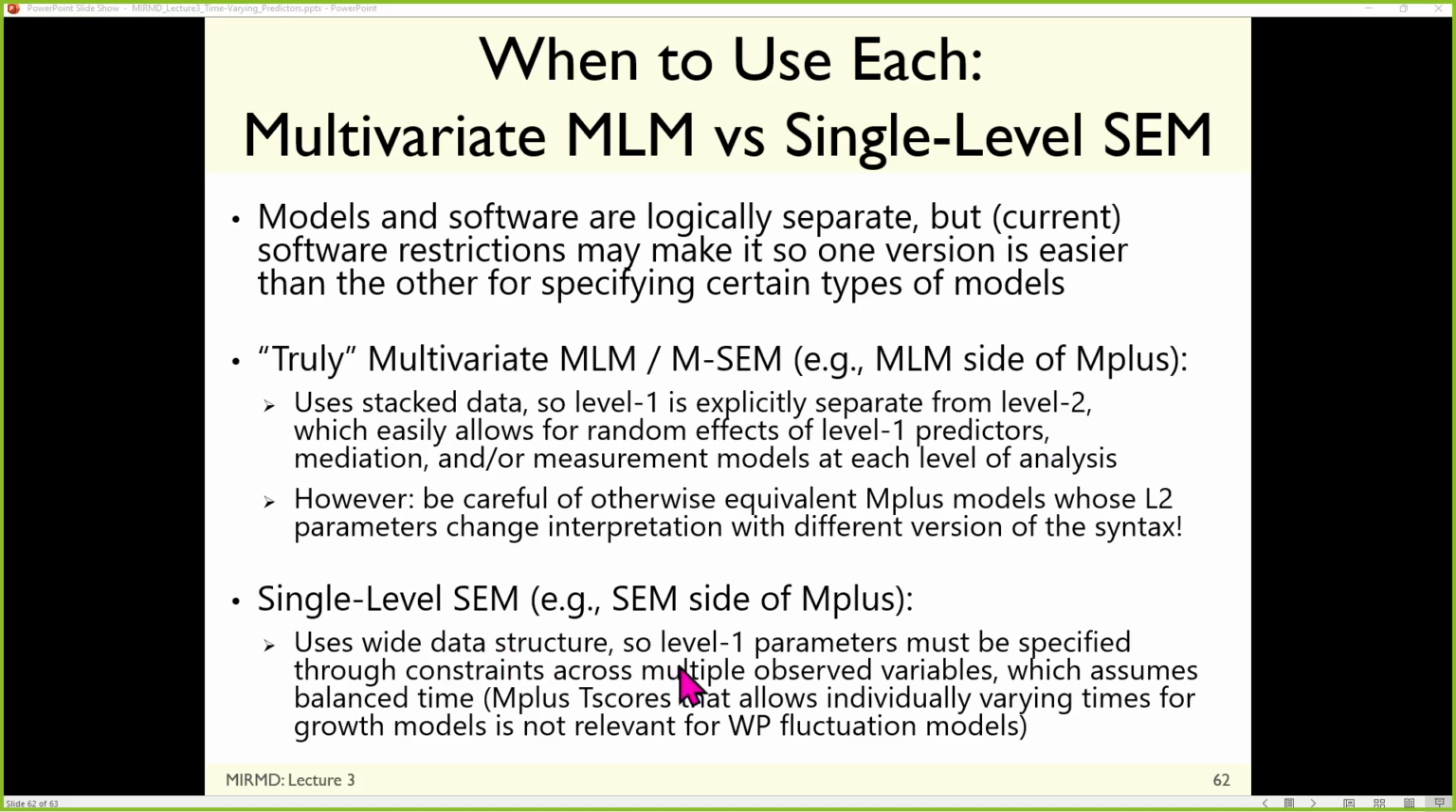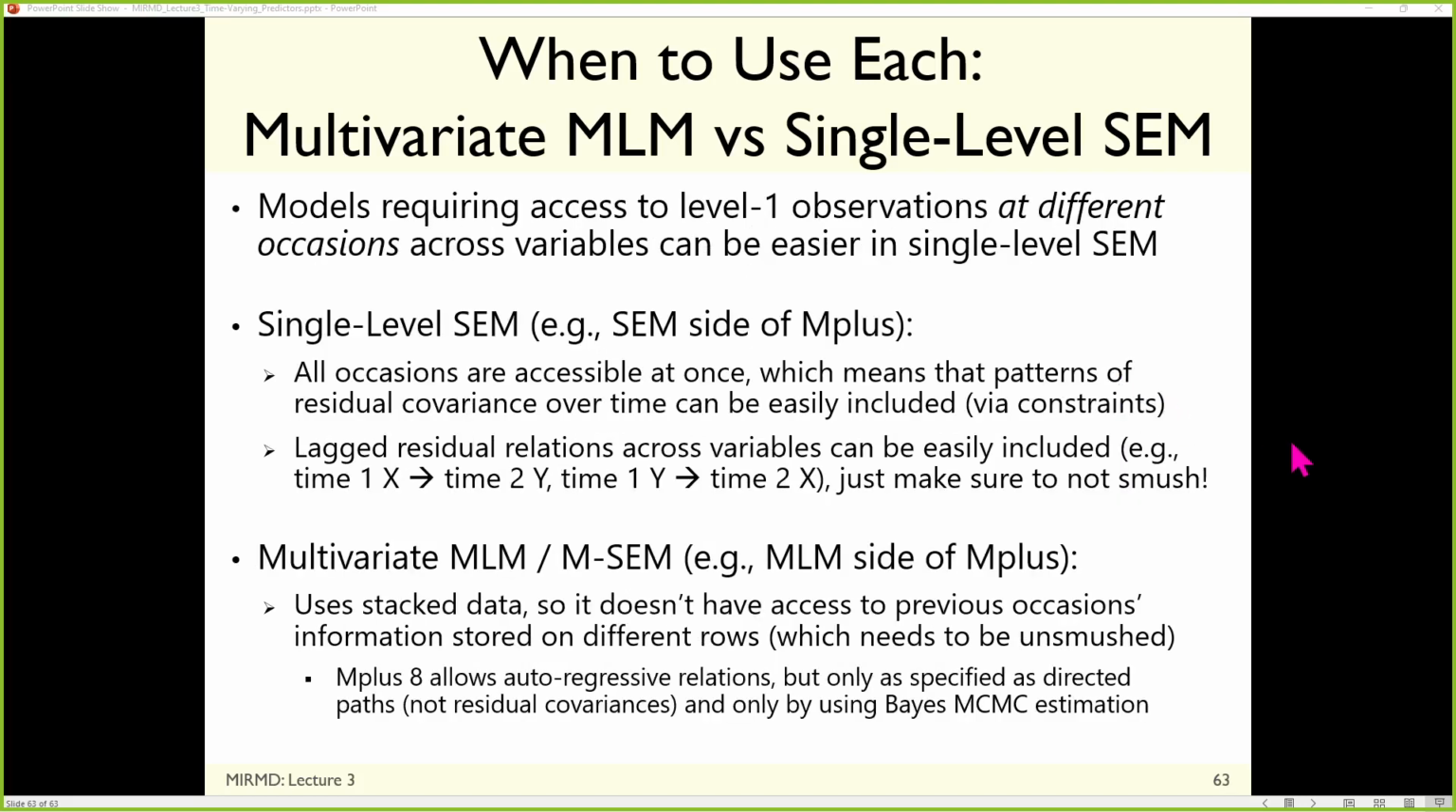The single-level SEM side uses a wide data structure, and so any idea of a level 1 term has to be specified through constraints across all of the different potential paths that would be level 1. Most of the software assumes balanced time. Unbalanced time is not applicable for XY relationships within M+, and I still couldn't find an analog in Lavaan to do that as well. And in terms of requiring observation access across occasions, single-level SEM is easier to do that. So time 1 predicting time 2 kinds of stuff is easiest if they're all on the same row of data, whereas in the MLM side with stacked data, it's a little bit trickier.